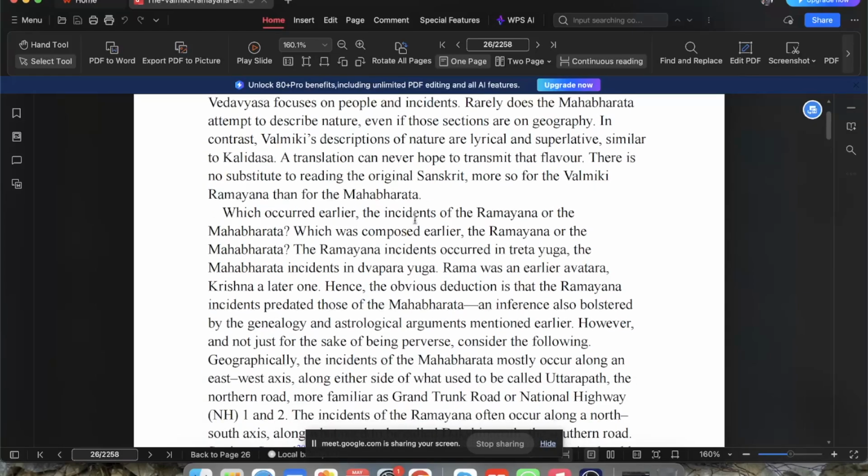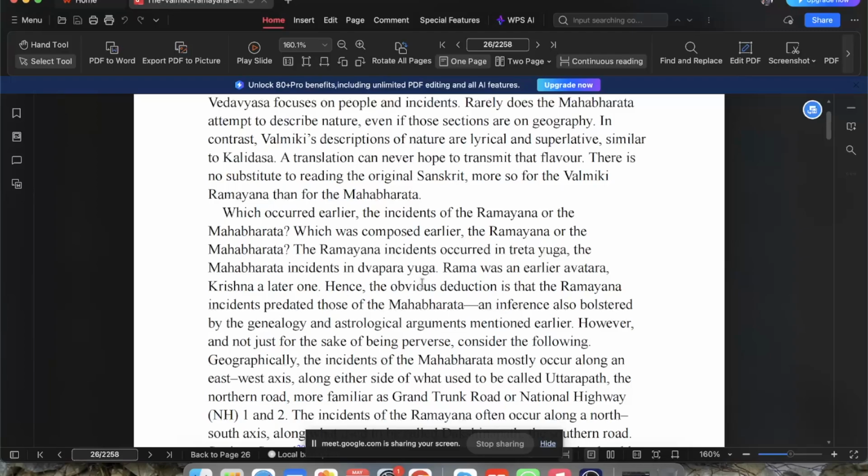Which occurred earlier? There was also a discussion, to actually come to a conclusion as to which happened first, whether Ramayana happened first or Mahabharata happened first, right? Or the question was, which was written earlier? Was Ramayana written first or Mahabharata written first? Something could have happened before, but the writing of it could have happened later, right?